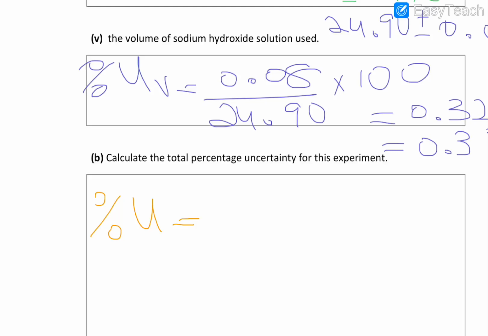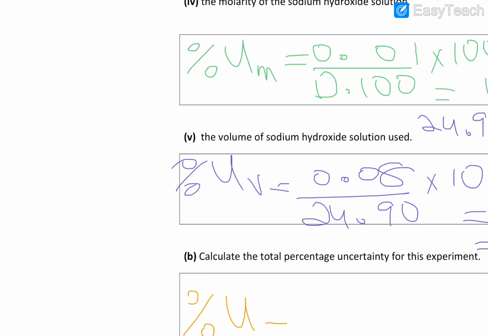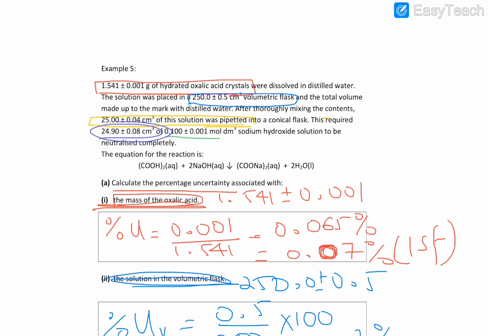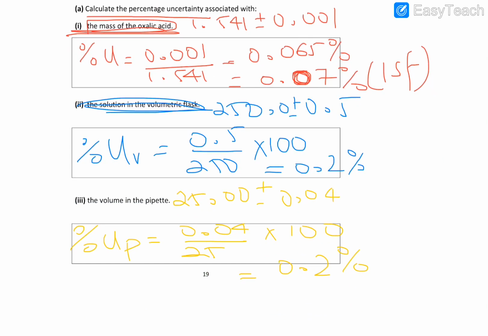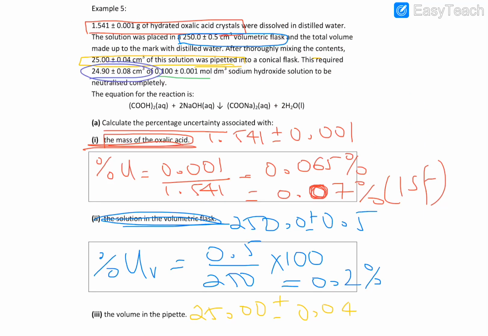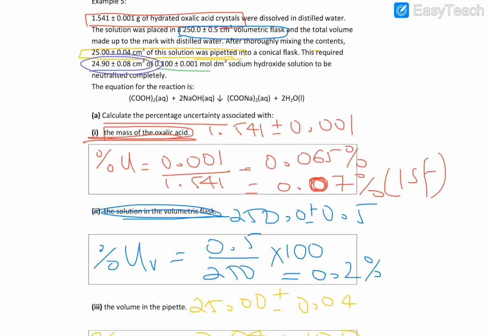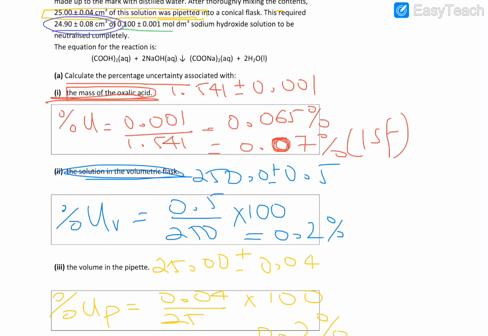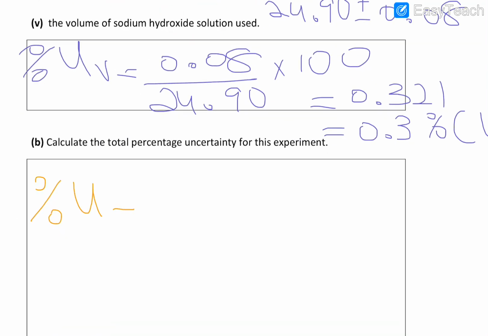So I'm going to add everything. Now this question, this is actually what you will need to be doing in your IA. You will need to record the uncertainty in all the equipment, in any solution you're preparing. Anything that you're using, you will need to know its uncertainty, its corresponding percentage uncertainty. This is how you're going to find the percentage uncertainty in your experiment. Okay, so by doing this kind of calculation, this is an example of how you're going to apply uncertainty in your IA.